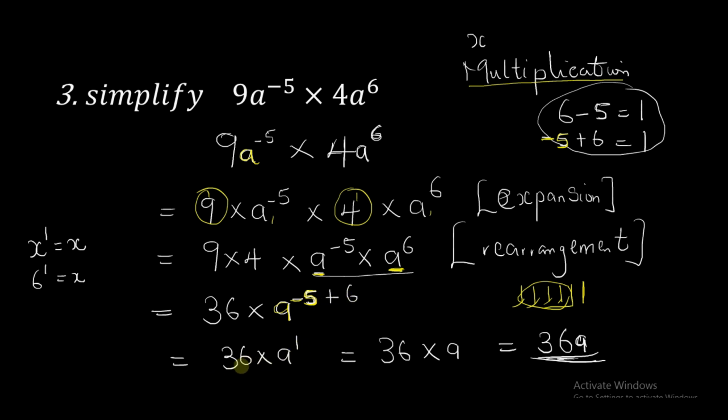So what we're going to have there is 36 times a raised to the power of 1. And from the one index law, we know that s raised to the power of 1 is equal to s. That is, anything raised to the power of 1 is equal to that number. 6 raised to the power 1 is 6, 9 raised to the power 1 is 9, 10 raised to the power 1 is 10. So a raised to the power of 1 is a. What we have now is 36 times a, which gives 36a as your final answer.